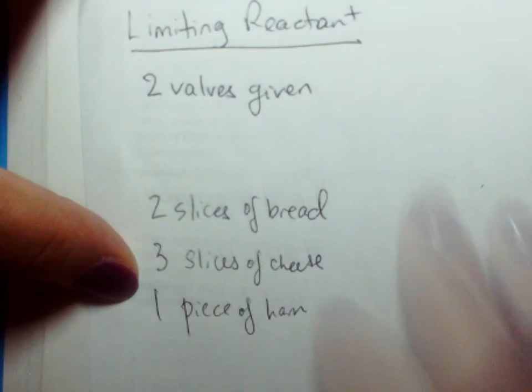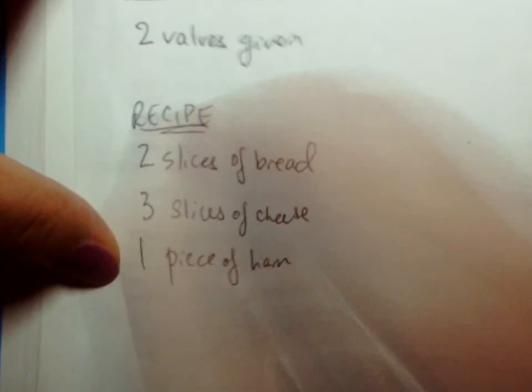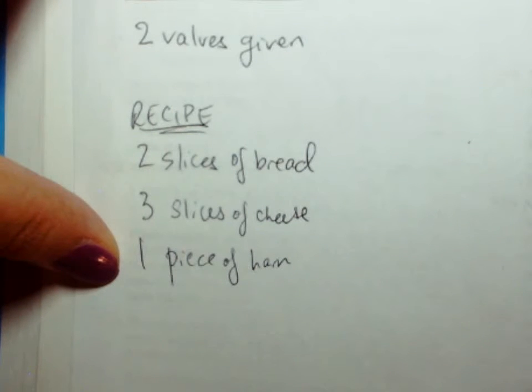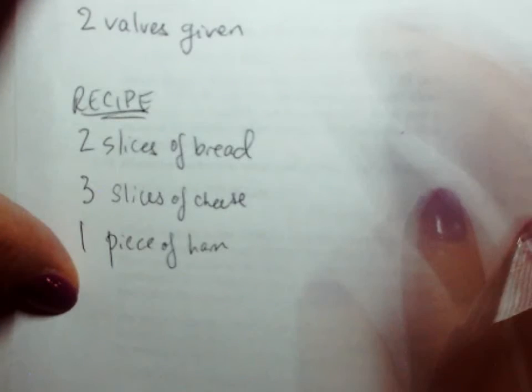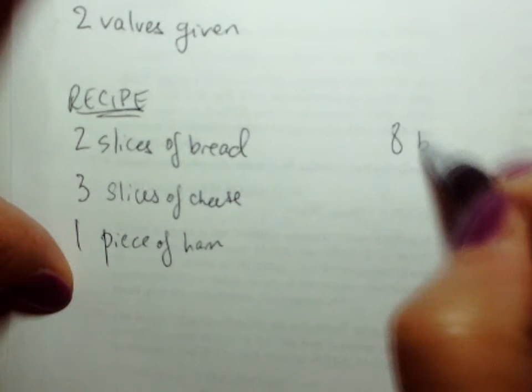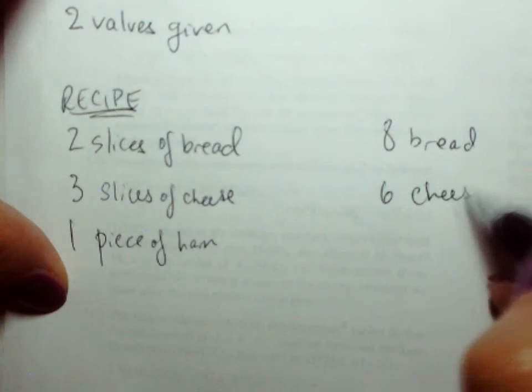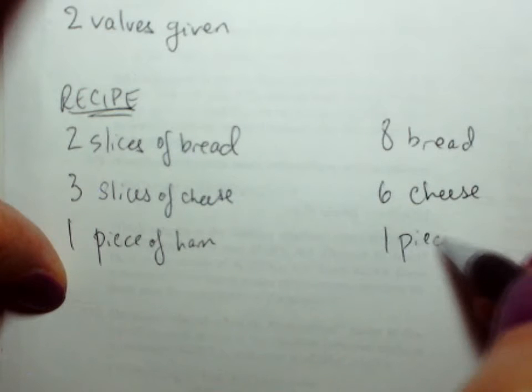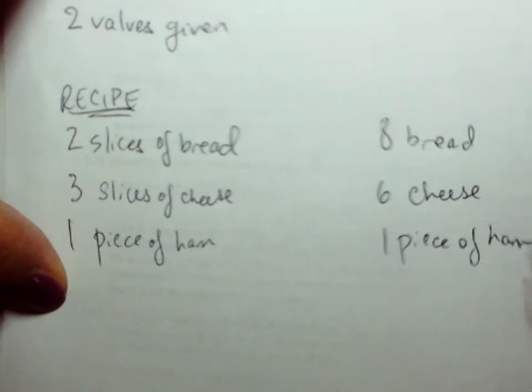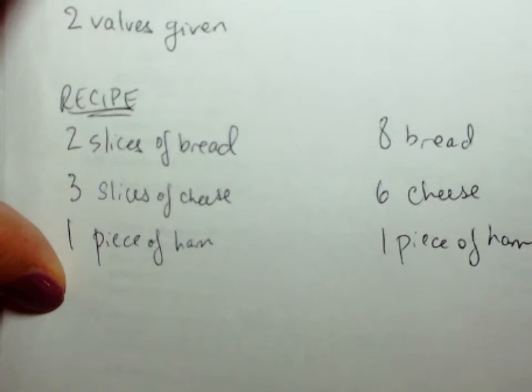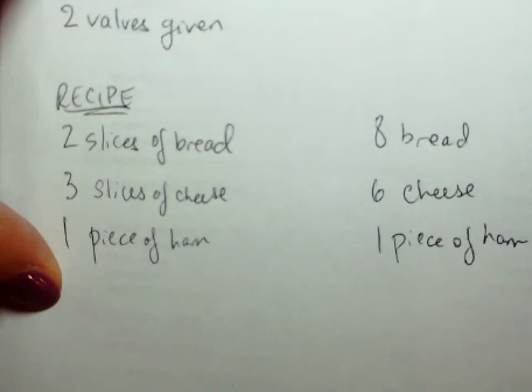All right. So this is my recipe, and I decide to throw a party and invite my friends over, and I'm gonna make them my specialty, my 3 slices of cheese and 1 piece of ham sandwich. And I open my fridge and I find that I've got 8 pieces of bread, 6 pieces of cheese, and 1 piece of ham. And depending on how many sandwiches I can make, that's gonna predicate how many friends I'm gonna invite over.